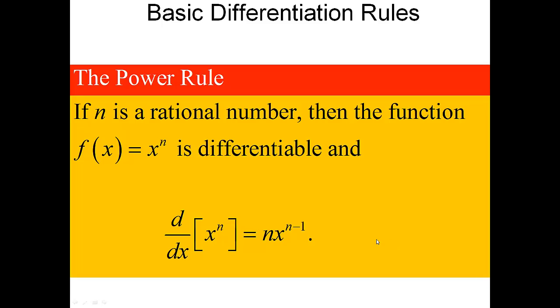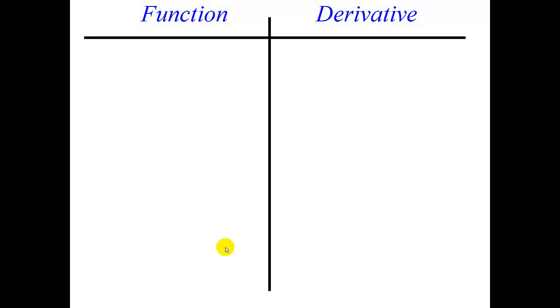This has some powerful implications. If we have a function, say x to the third, then the derivative of that function is going to be some function to the 3 minus 1, or the second power. So when we're taking the derivative of a polynomial, we're always lowering the power by 1. Let's look at some examples.